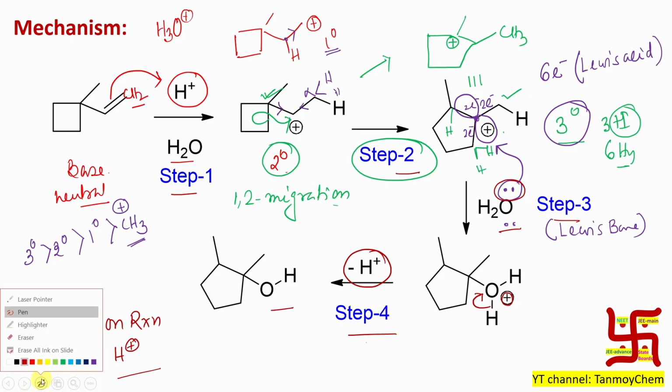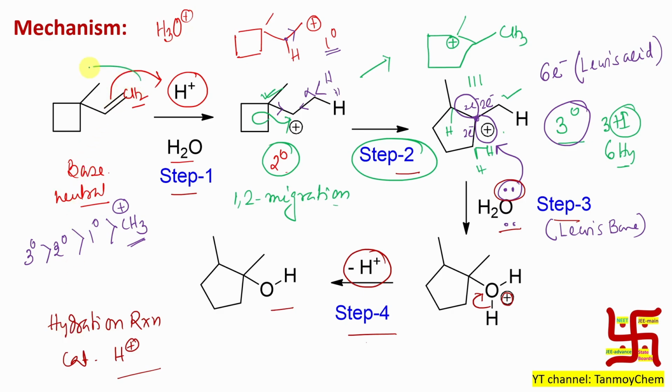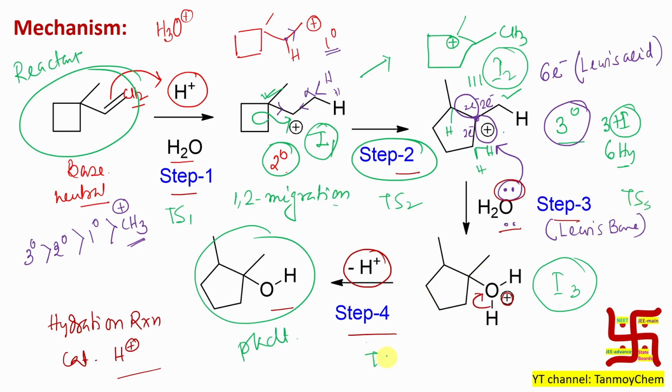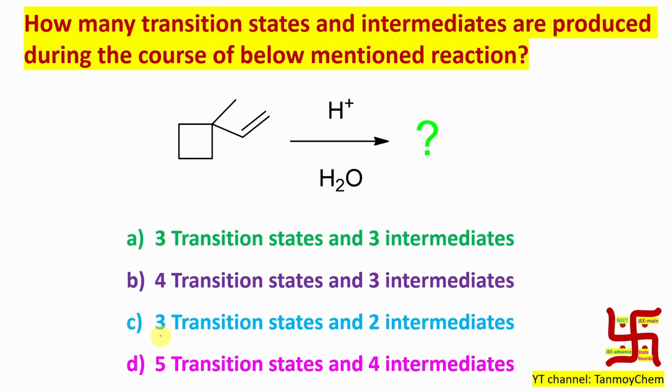Now if I say clearly, the first one is my reactant and the last one is my product. These are intermediate I1, intermediate I2, and here this is intermediate 3. Each step has one transition state: TS1, TS2, TS3, TS4. So total 4 transition states, and 3 intermediates are produced. By the way, of all the intermediates, these two are carbocations and this one is an oxygen cation. Now, what is the answer? The answer is 4 transition states and 3 intermediates. Option B is the right answer because of 4 steps.